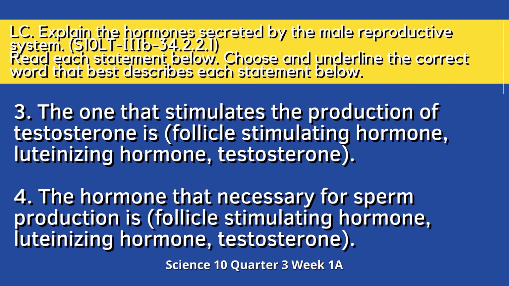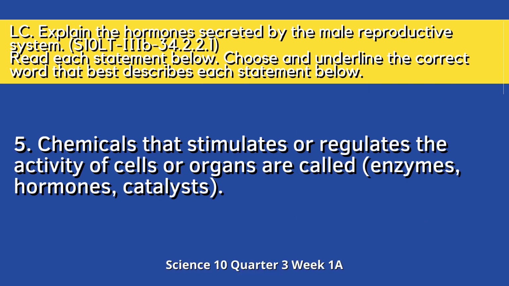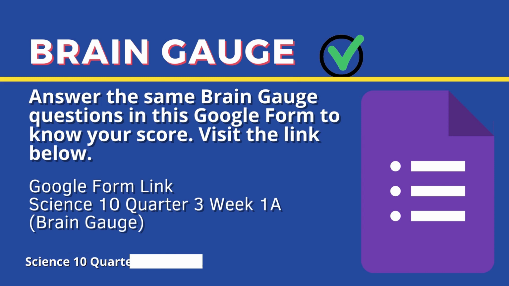4. The hormone that is necessary for sperm production is blank. Follicle stimulating hormone, luteinizing hormone, testosterone. 5. Chemicals that stimulate or regulate the activity of cells or organs are called blank. Enzymes, hormones, catalysts. Answer the same brain gauge questions in this Google form to know your score.